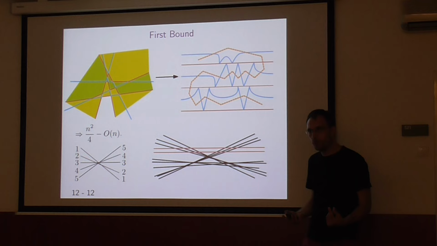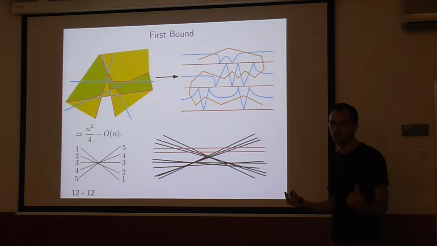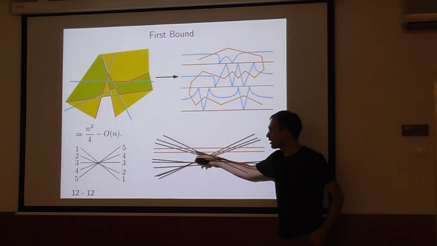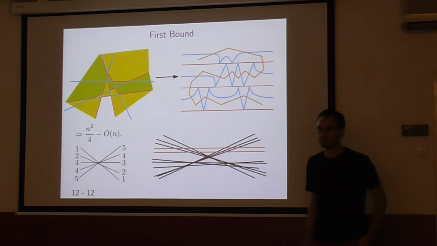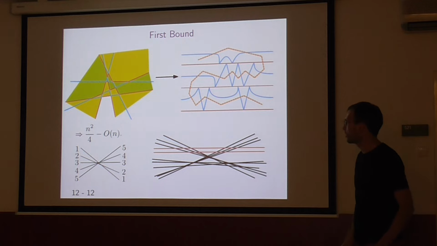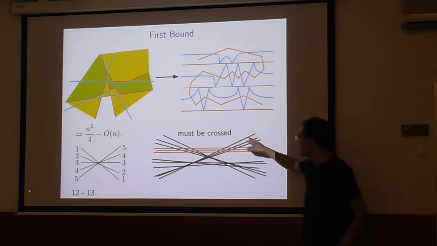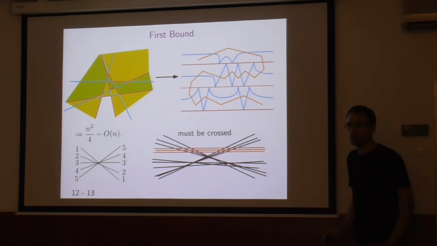This gives me a lower bound on the length of the path for each tunnel. And I just add up for every tunnel how long this is, like how many of these lines I will cross. That's it. And this gives us n squared over 4 minus O of n lower bound. Yes, as I said, the path must cross all of those. Any questions to this?